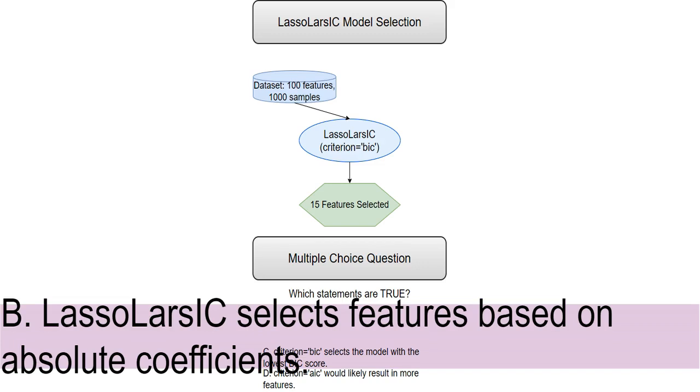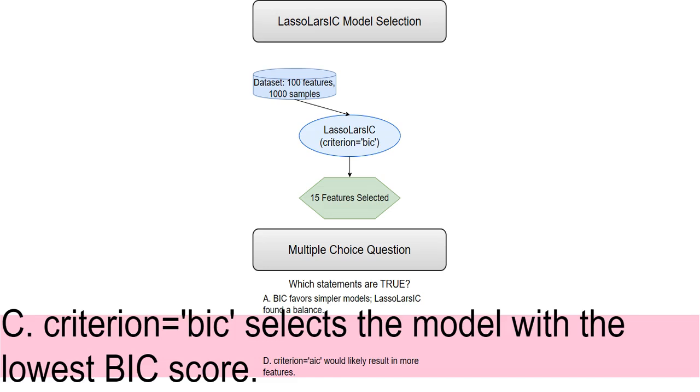I see this statement as partially true. LassoLarsIC uses the lasso method, which indeed prioritizes features with larger coefficients. However, the final selection isn't solely based on coefficient size. The Bayesian Information Criterion, BIC, ultimately determines which feature subset provides the best balance between model accuracy and simplicity. It's like choosing ingredients for a recipe. You might prefer certain ones because of their flavor, coefficient size, but the final combination depends on the overall recipe's goal, BIC score.